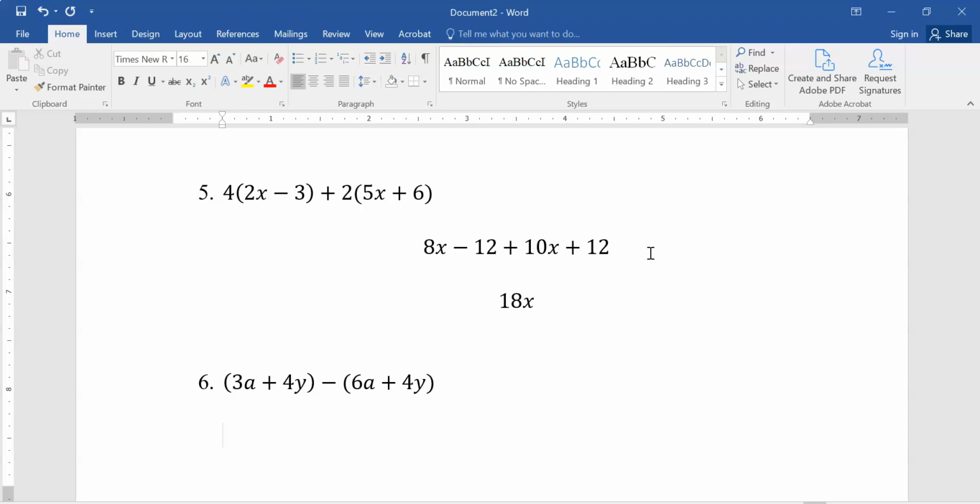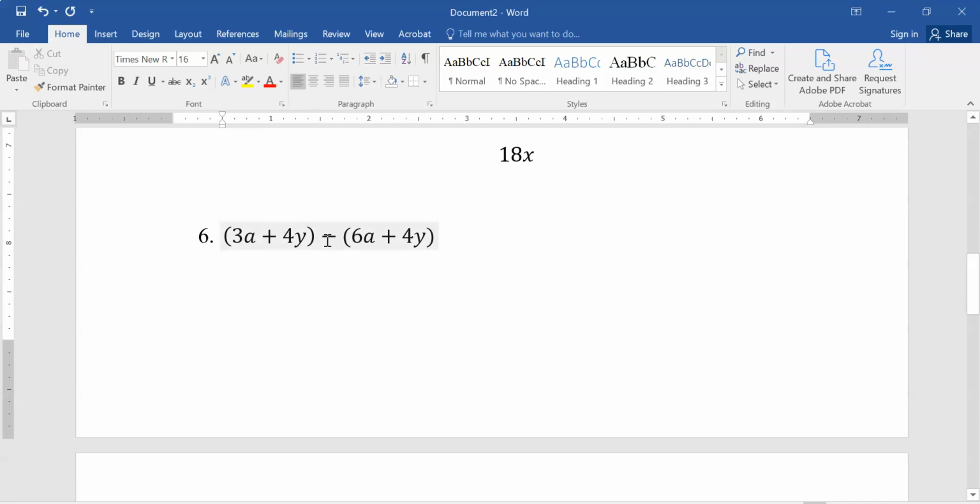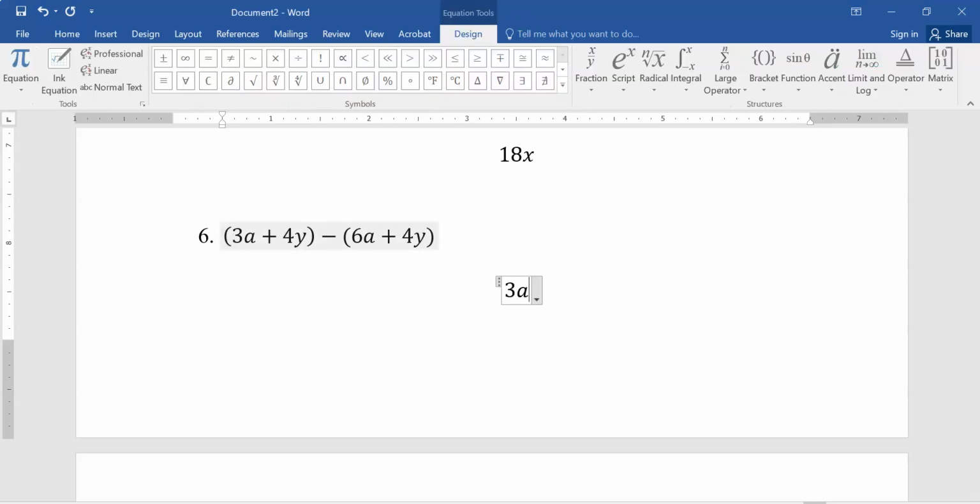Now, problem number 6, you can see here, 3a plus 4y minus 6a plus 4y. Distributive step. By the way, there's nothing out in front of this parentheses, so during my distributive step, I'm essentially just distributing kind of like a 1 there. I can just drop the parentheses off of this first part. So I just take 3a plus 4y, drop the parentheses off of it.